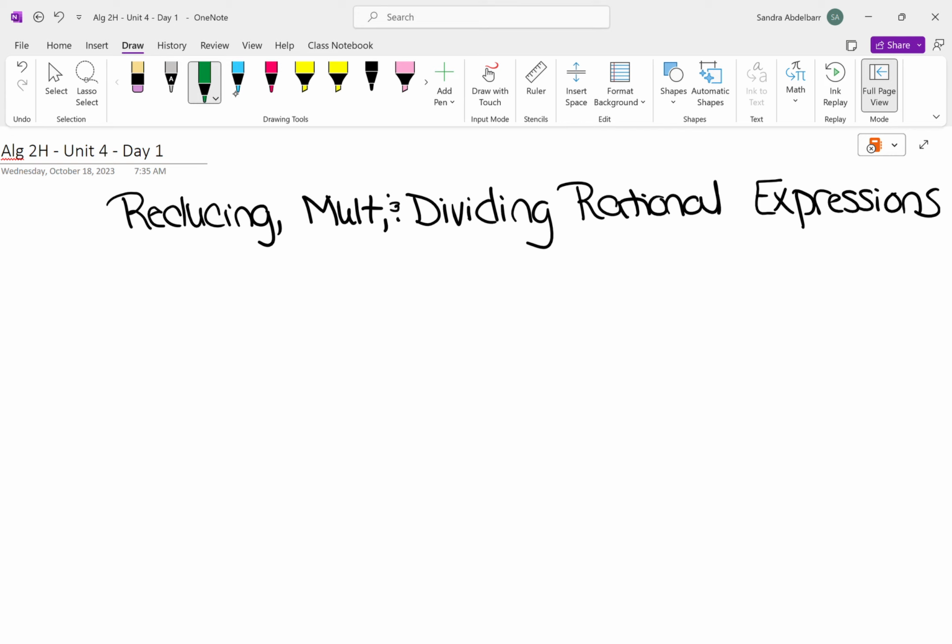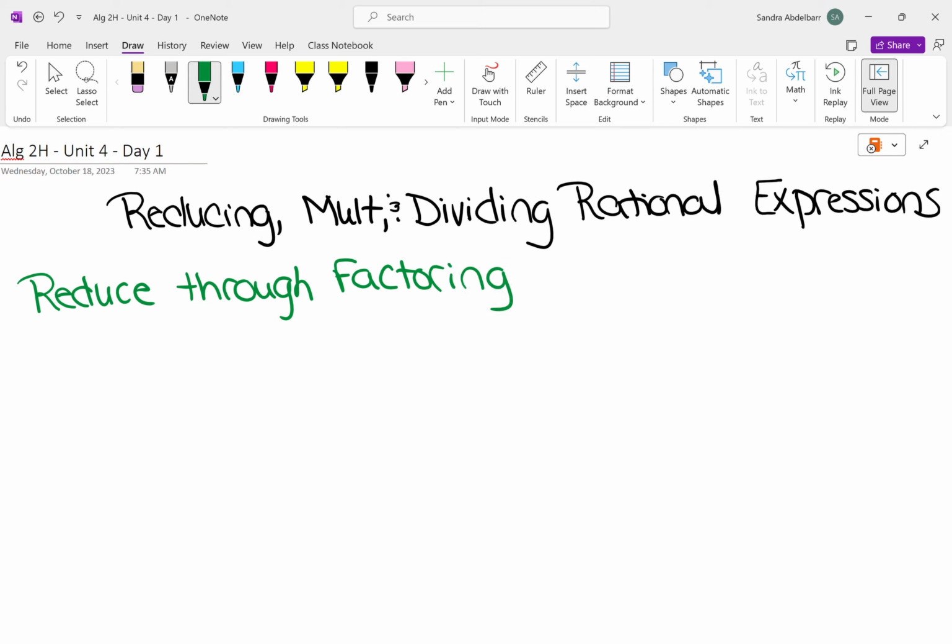Okay, so my first set of directions are going to be to reduce through factoring. And we're going to start off super simple: 10y minus 20 over 25y minus 75. All right, clearly we can't, like traditional double set of parentheses, factor this, but we still can factor.